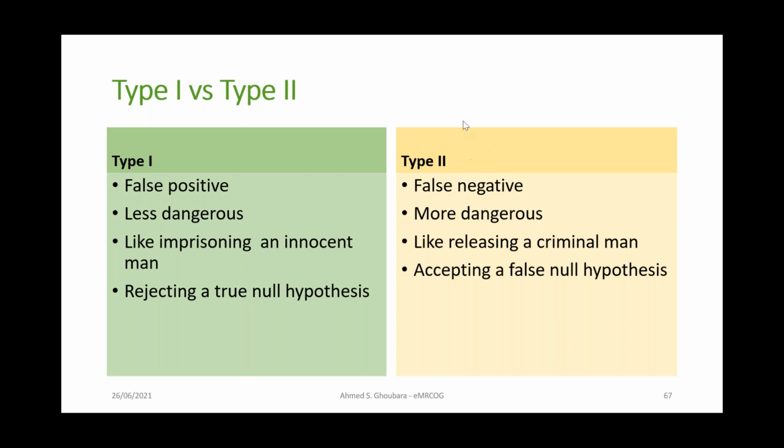Let's start with type 2 first. Type 2 is much more important than type 1. Okay, type 2 is very important and very dangerous. Type 2 is a false negative. That's when we accepted the false null hypothesis. The null hypothesis was false. The null hypothesis means the negative hypothesis. So we accepted the false negative thing. This is the false negative. It's more dangerous. I'll tell you why it's more dangerous in a second, but let's just compare it with type 1. Type 1 means the false positive.